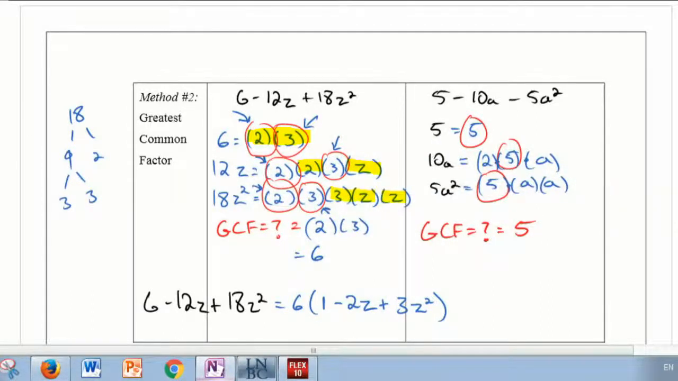So I can rewrite it as 5 minus 10a minus 5a squared is equal to, I pulled out a 5, and what's left in my first term? Well, again, I have nothing there, so it's just a 1. How about my second term? What's left here? I see I have a 2 and I have an a, so I'm going to write this as minus 2a because of the negative sign here. And then here I have this minus again, and I see that I have a times a, which is going to give me a squared.